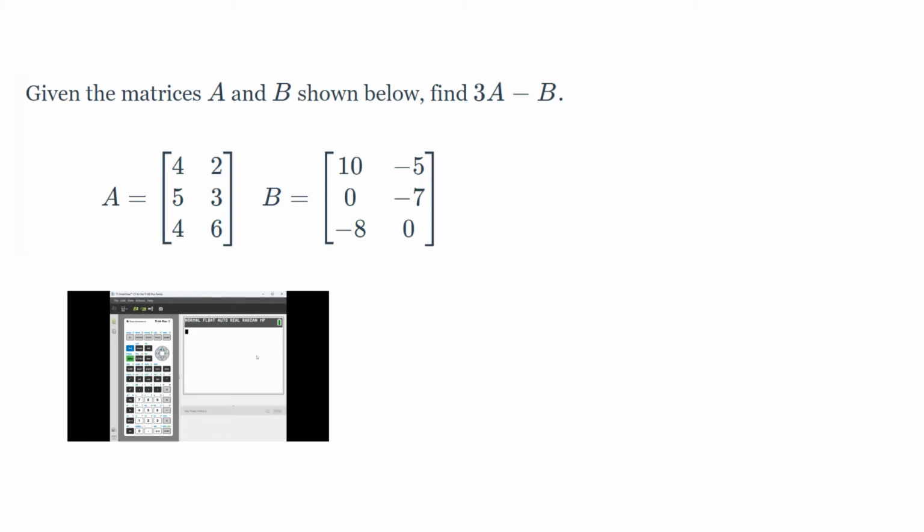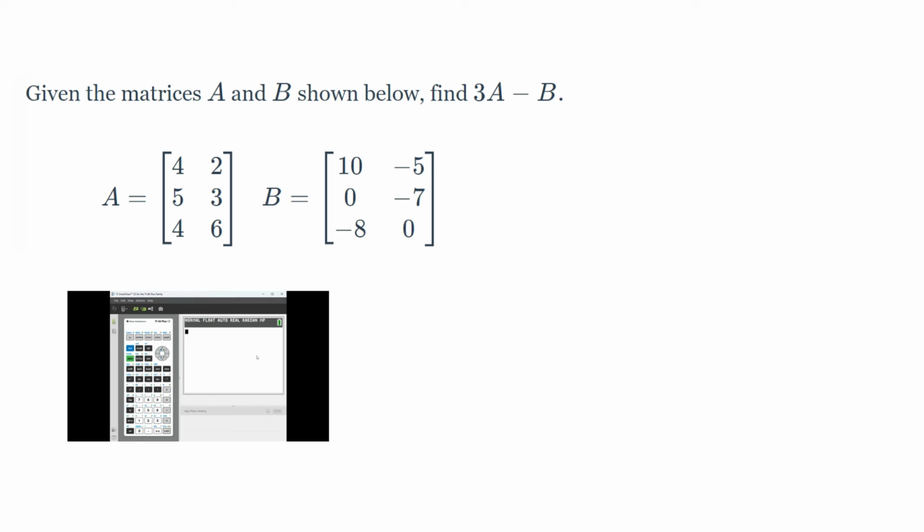As we take a look at this one, we can see it says given matrix A and B shown below, find 3 times matrix A minus matrix B. Then we're given these two values, the matrix A and matrix B. We're going to do 3 times matrix A, and then after doing that, we will subtract matrix B.